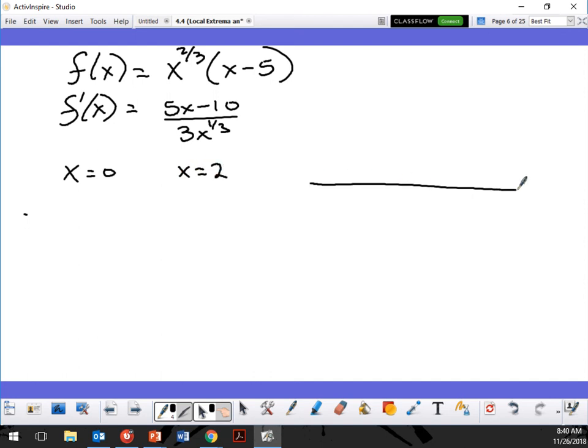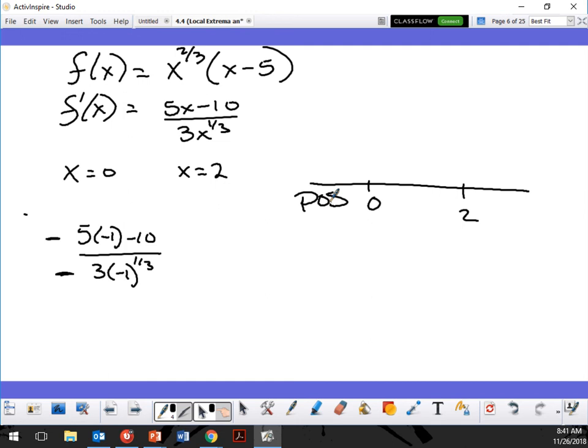All right, let's take a look. Number line: 0, 2. So let's pick -1. If I pick -1, it's going to be 5 times -1, minus 10, over 3 times -1 to the 1/3. So all this on the top will be, help me out, that's going to be negative, isn't it? So that's negative. What about the bottom? Is everyone asleep? It's just negative. So negative over negative, the whole thing is going to be positive. So I'm going to hit positive right here.